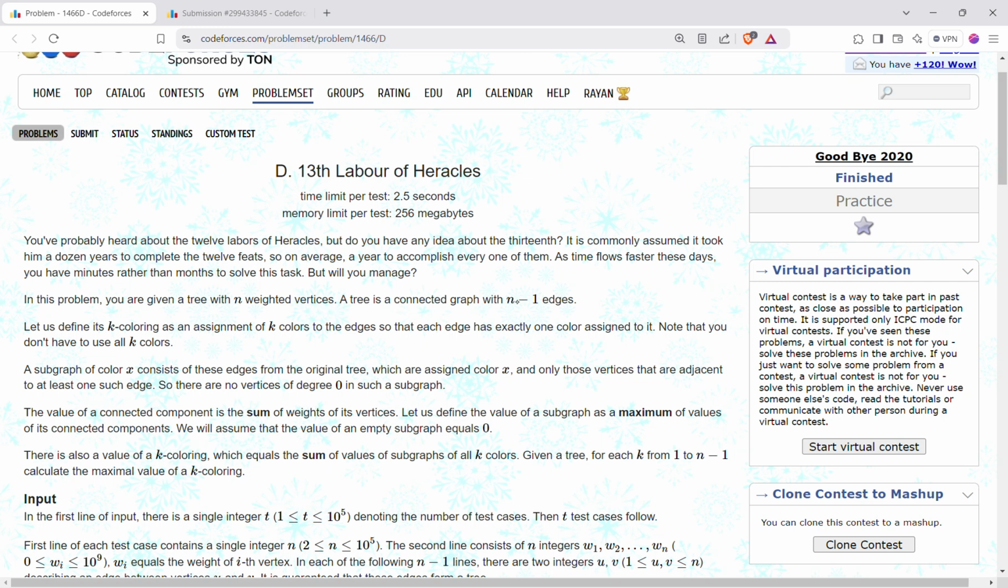A tree is a connected graph with n minus 1 edges. Let us define its k coloring as an assignment of k colors to the edges so that each edge has exactly one color assigned to it. So note that you don't have to use all k colors. So a subgraph of color x.